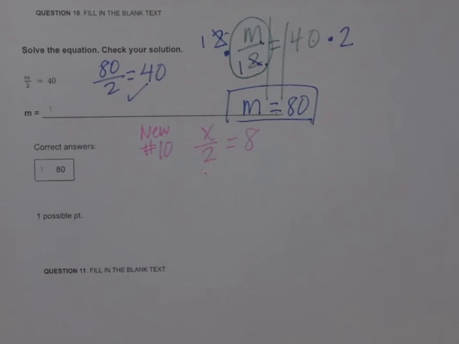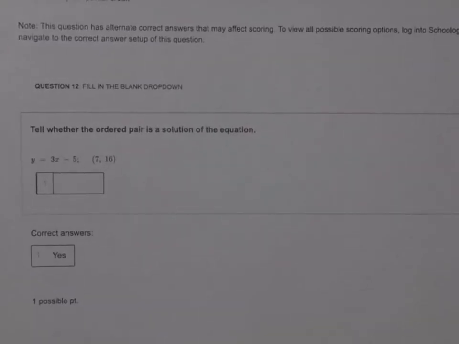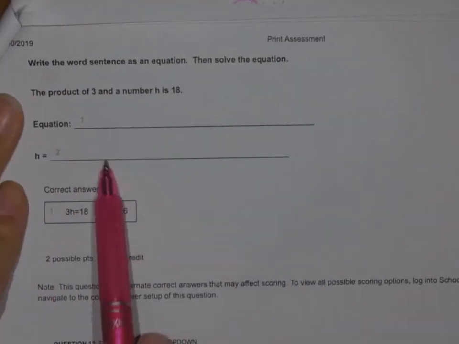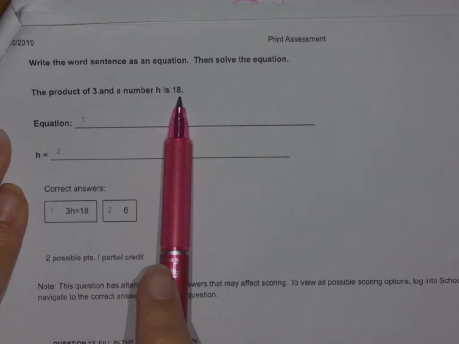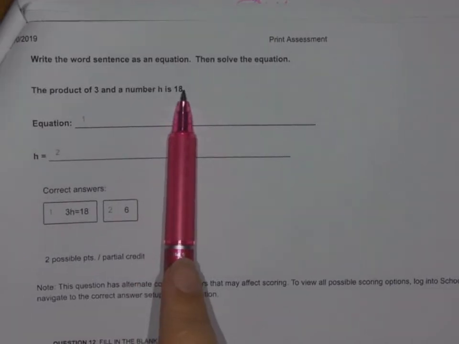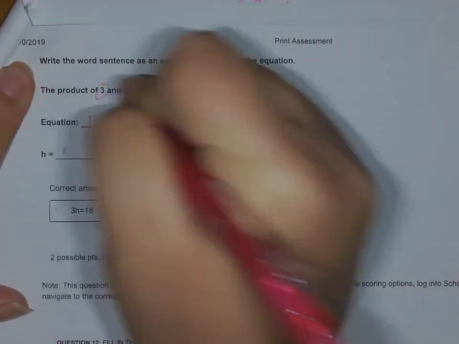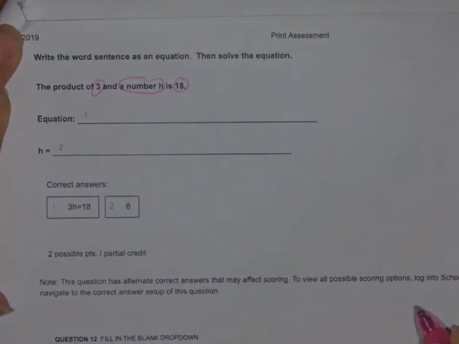All right, question number 11. You are going to write the word sentence as an equation and then solve. So this says the product of 3 and a number h is 18. So first step is to circle all of the numbers, 3 and a number h and 18. Second step, underline the operation words.